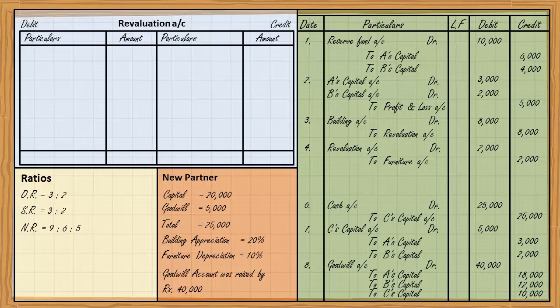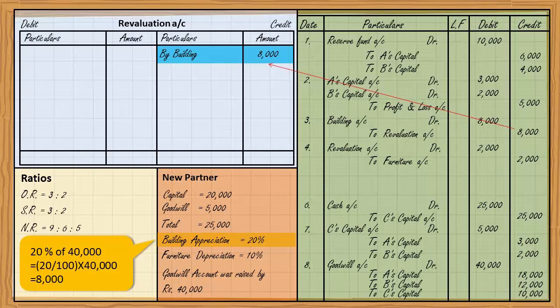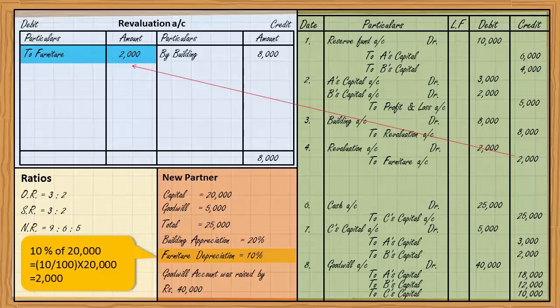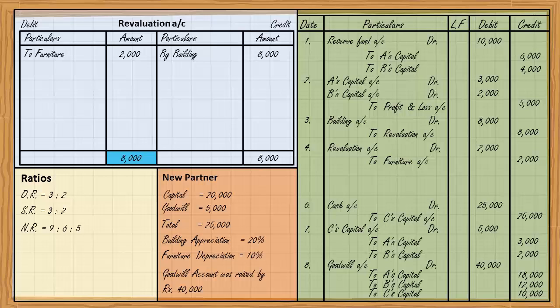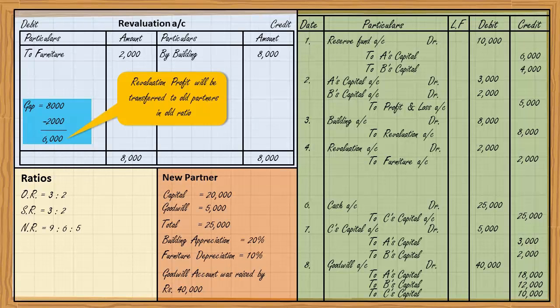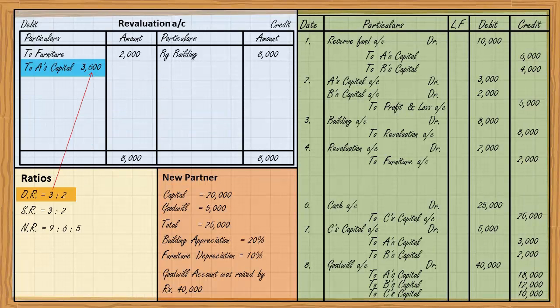So on credit side, by building rupees 8,000. On debit side, to furniture rupees 2,000, and 6,000 is the balancing figure on debit side. This is the profit. This profit will be distributed between A and B in the old ratio. So that will be to A's capital 3,600, to B's capital 2,400, and in the outer column 6,000 rupees, and the total on both sides 8,000 rupees.